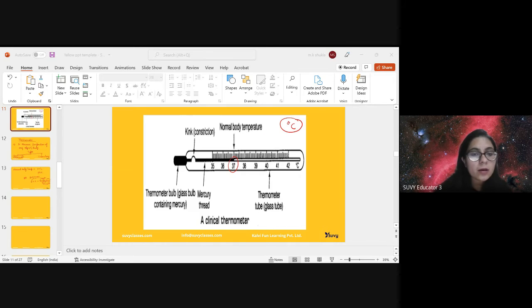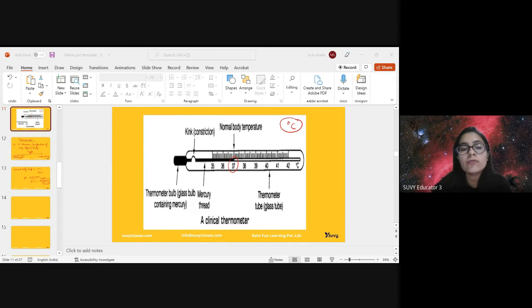There's one more thing: how to use the thermometer. The thermometer should be washed before and after use, preferably with antiseptic solutions, because if you have used it on your body and somebody else uses it, the infection from your body can be transferred. Ensure that before use the mercury level is below 35 degrees Celsius.